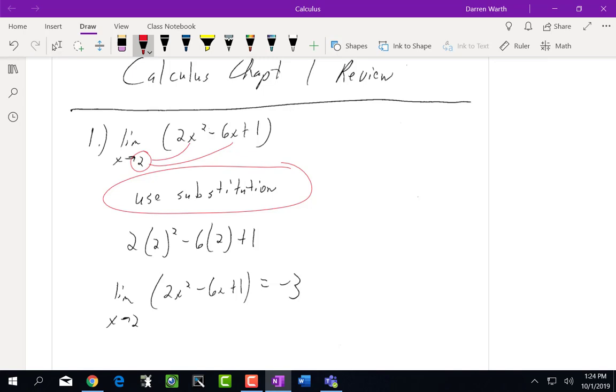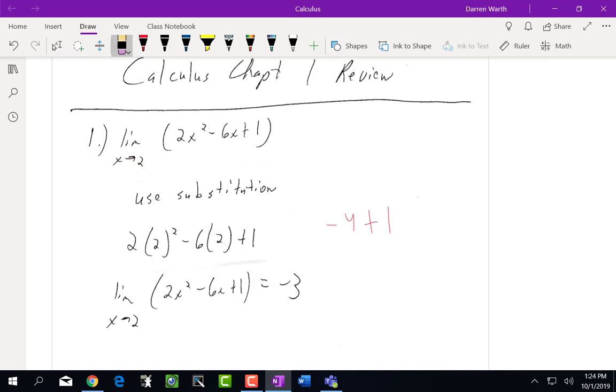So we're going to take 2 squared, which is 4, and 2 times 4 is going to be 8. Then we've got minus 6 times 2, which is 12. I'm going to add 1 to that. We've got 8 minus 12, which is negative 4, plus 1. And negative 4 plus 1 gives us our answer of negative 3.